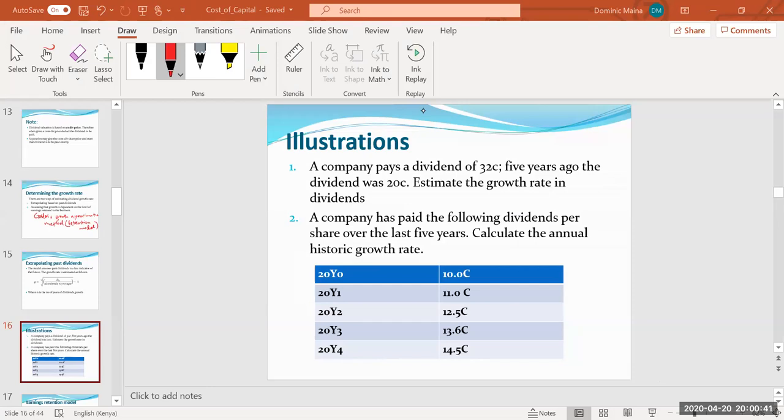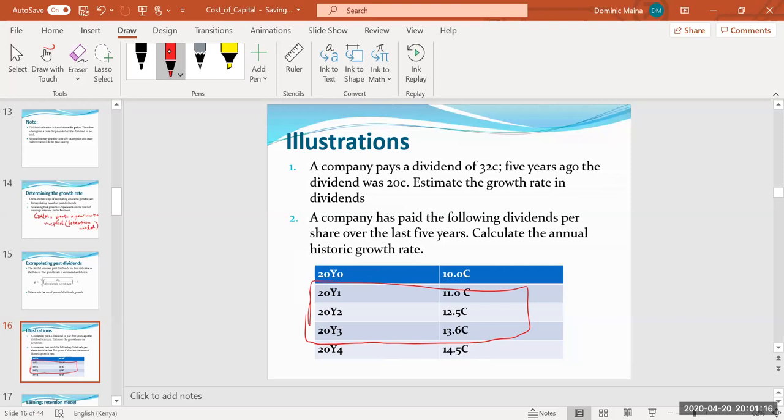In example two, the same thing applies. However, we have the year 2010 all the way to the year 2014, and you want to get the annual growth rate for the period between 2010 and 2014. In this context, we ignore the years in between. All the years between the two extreme periods, we ignore them. You want to take the extremes.